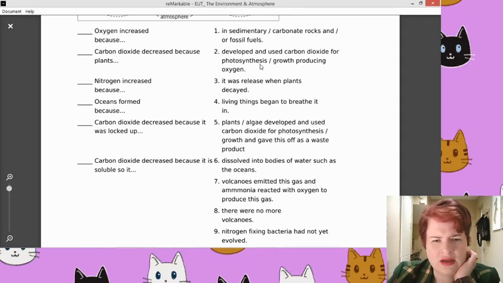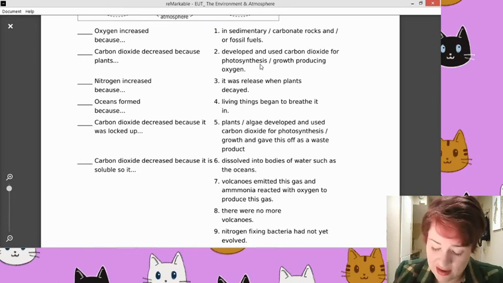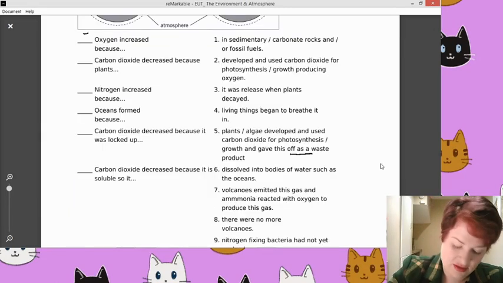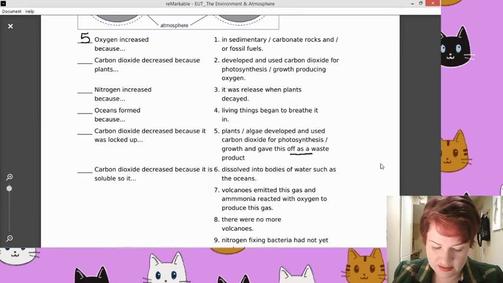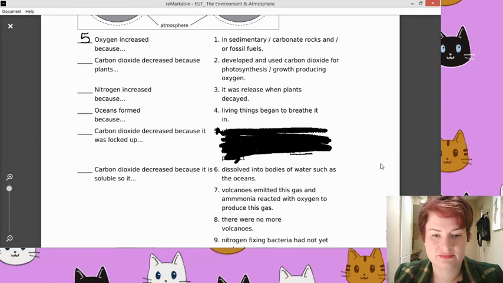It wasn't released when plants were decaying. Living things do breathe it in, but that wouldn't increase the quantity of oxygen, that would decrease it. Five, the plants and algae developed used carbon dioxide for photosynthesis slash growth and gave this off as a waste product. That's the one it's going to be. So number five. And what I'm going to do at this point is just scribble out the ones that I've already used so then I don't accidentally reuse them.